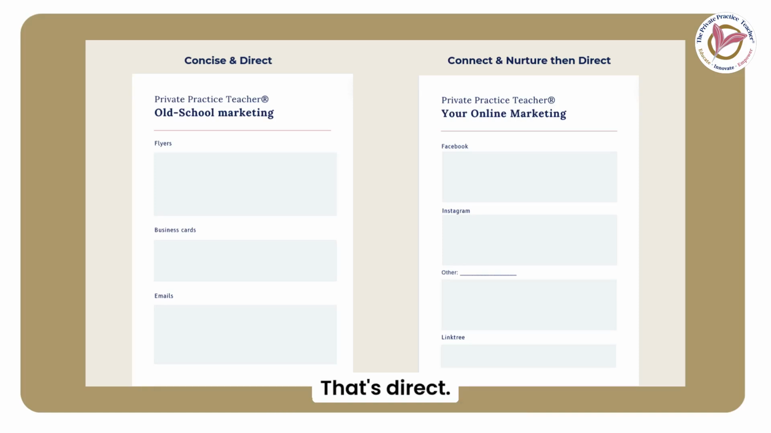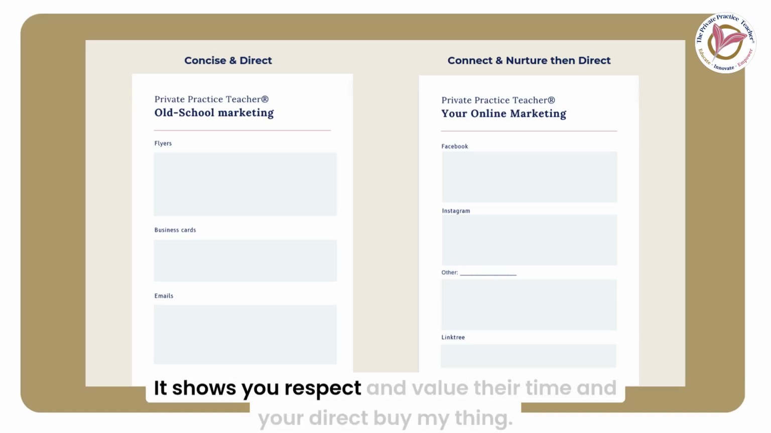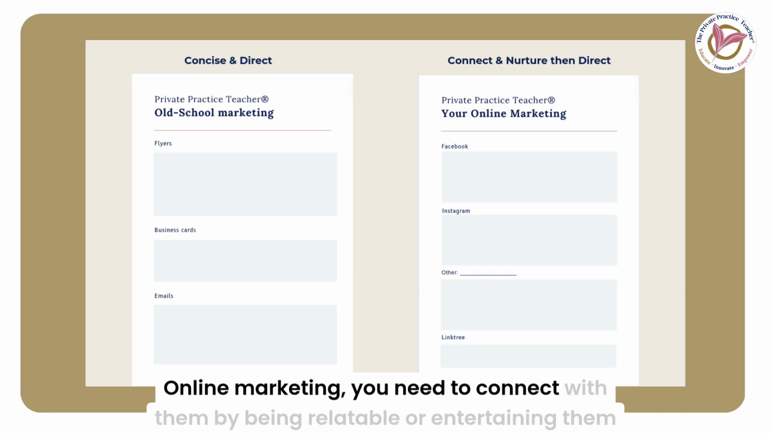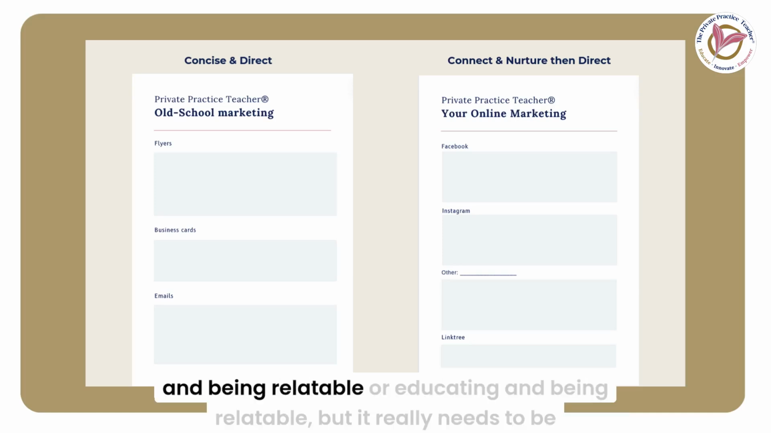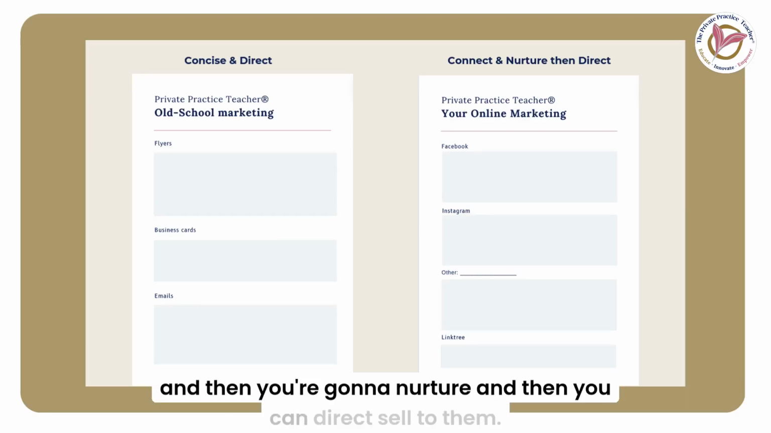That's direct. Old school traditional marketing is concise. It shows you respect and value their time, and you're direct: this is who I help, buy my thing. Online marketing, you need to connect with them by being relatable, or entertaining them and being relatable, or educating and being relatable, but it really needs to be relatable. And then you're going to nurture, and then you can direct sell to them.